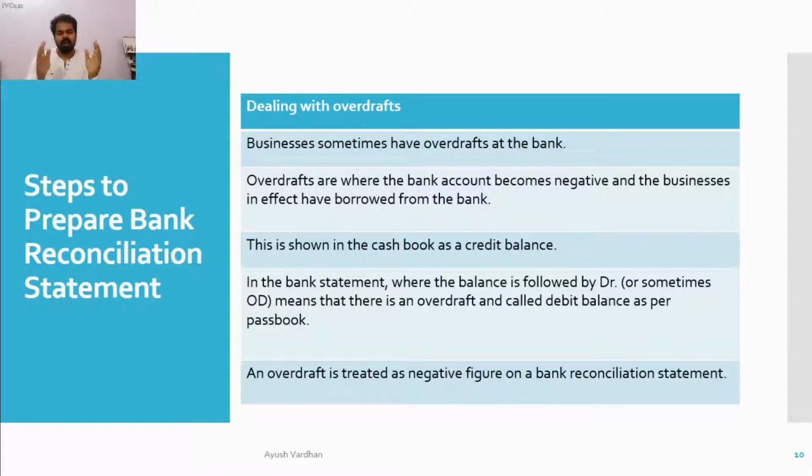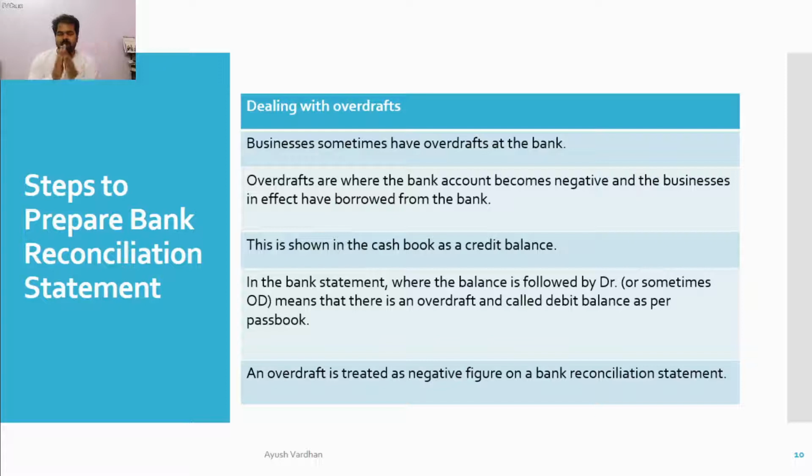Overdrafts are where the bank account becomes negative and the business in effect has borrowed from the bank. The same I have talked about. In the case of business, you have current account situations. In the current account situations, you pay some extra amount than what you have in your account actually. The bank is allowing you this. So this is how you make an overdraft.